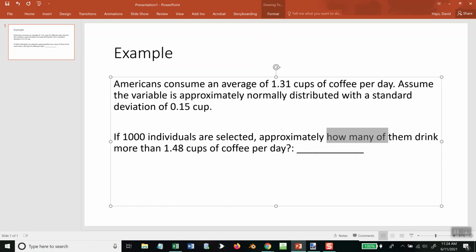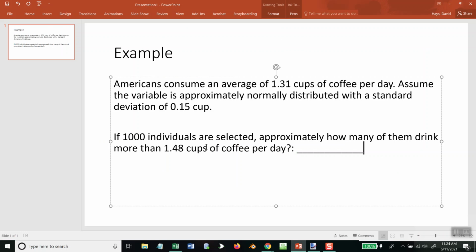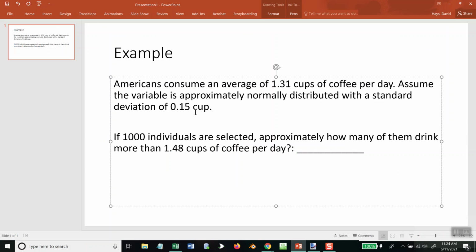So it says, let's see, how many of them drink more than 1.48 cups of coffee per day? So X will be 1.48. That's always the part that is on your main problem. Average is 1.31. Standard deviation is 0.15.